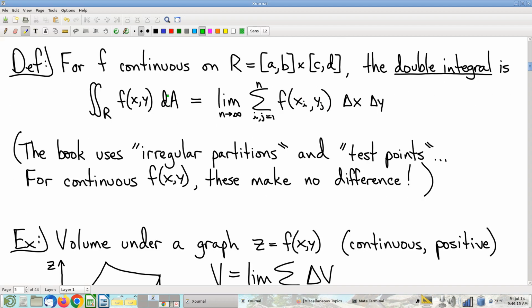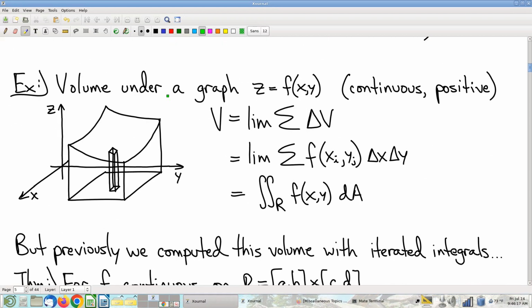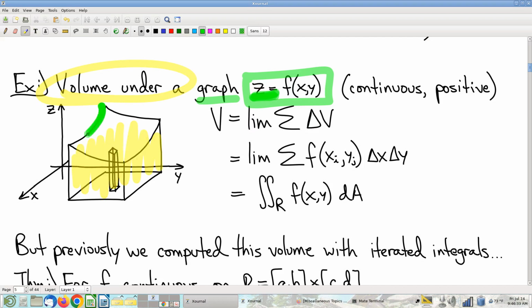All right, so moving along. We've got this brand new tool, the double integral. Let's use it to answer a question. Suppose I have a graph, and I want to compute the amount of volume that's sitting under that graph. Keeping in mind that the graph is a surface like so, and don't forget I need it to be positive and continuous, just so I don't have to deal with absolute values right now.